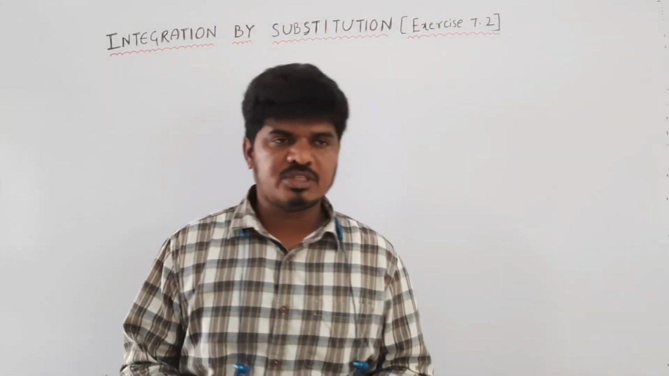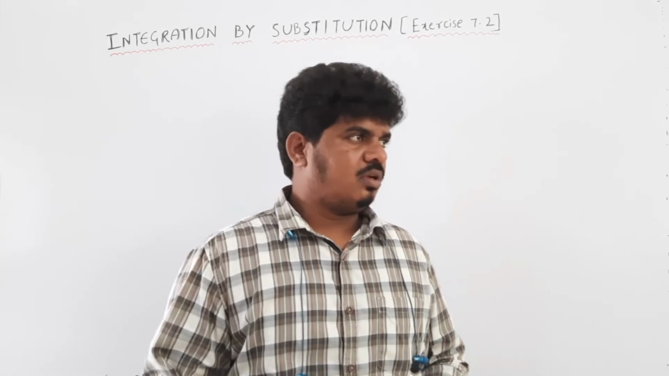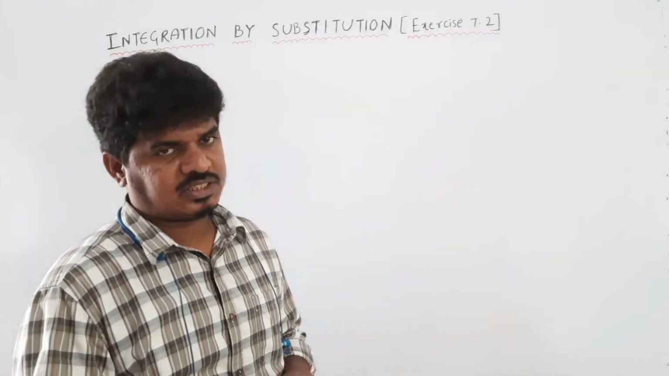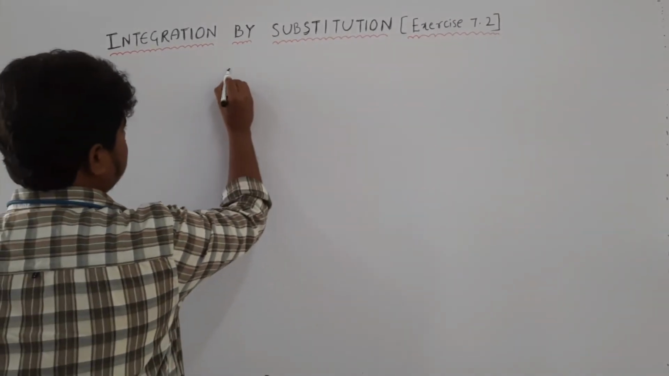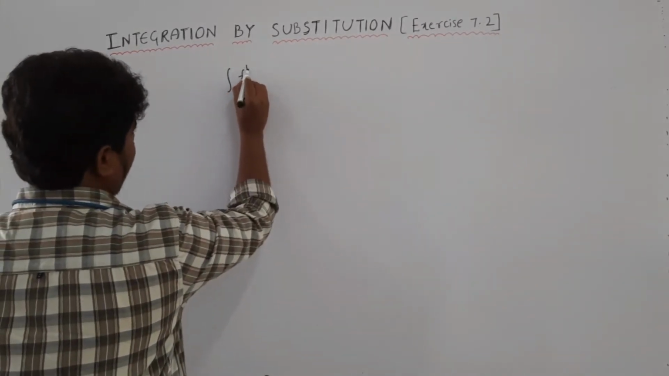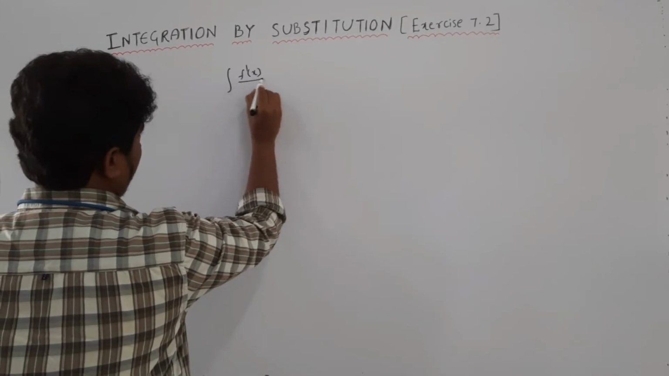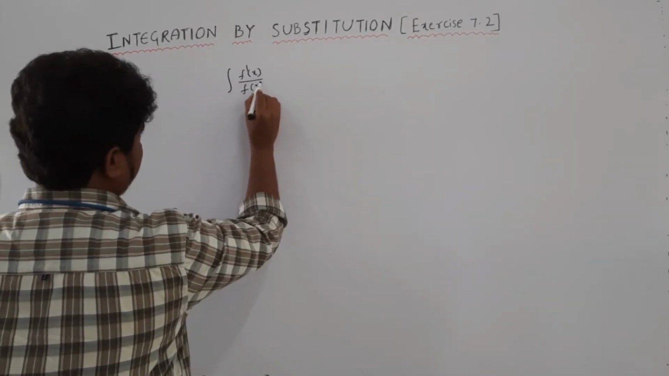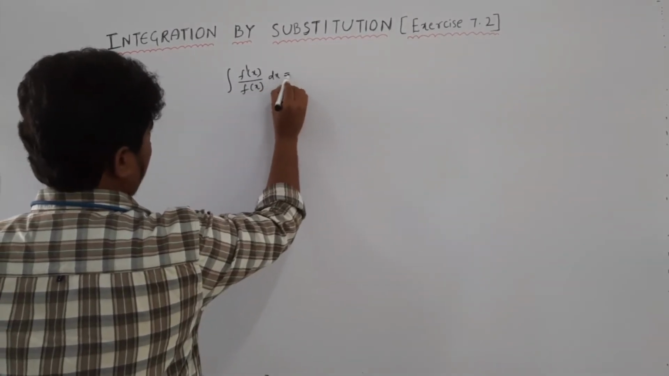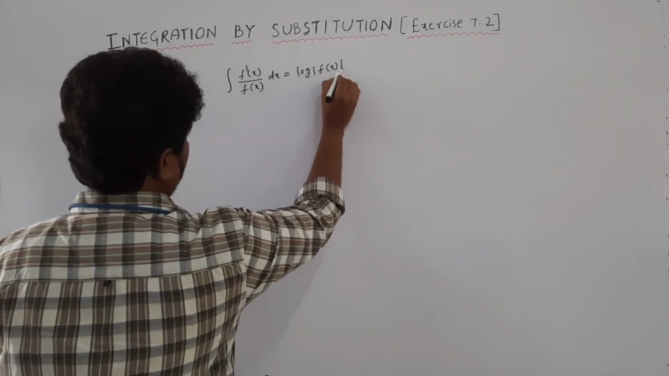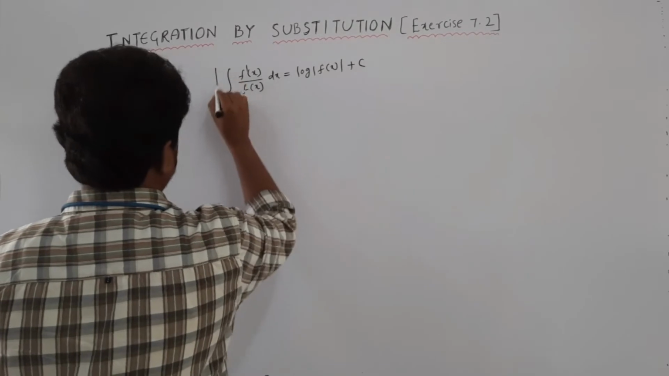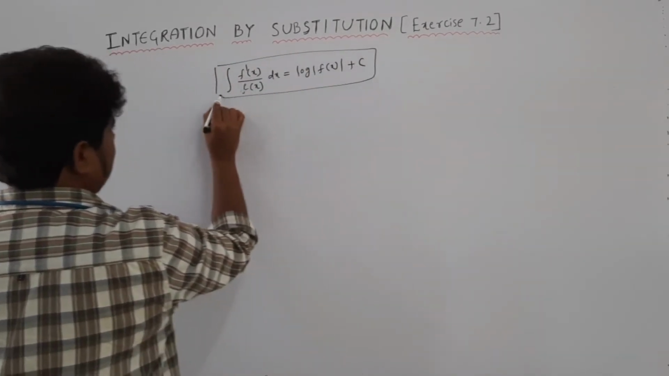Now I will tell some examples. These problems are not from the exercise, just try to understand these. I am going to do the problems on the formula: integral of f dash of x divided by f of x dx is equal to log mod f of x plus c. It is a very useful formula. Just try to understand.